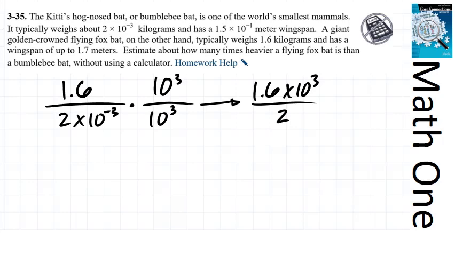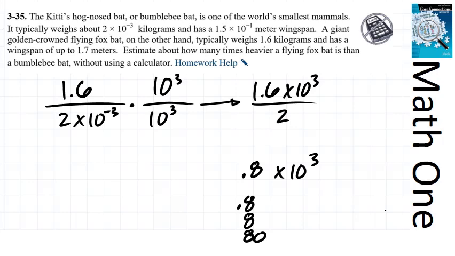Because 1.6 divided by 2, I know that 16 divided by 2 is 8. 1.6 divided by 2 is 0.8. So what I've got right now is 0.8 times 10 to the 3rd power. That means I'm multiplying 0.8 times 10 3 times, right? And if I do that, I start with 0.8, and if I multiply it by 10, it becomes an 8. If I multiply it by another 10, it becomes an 80.